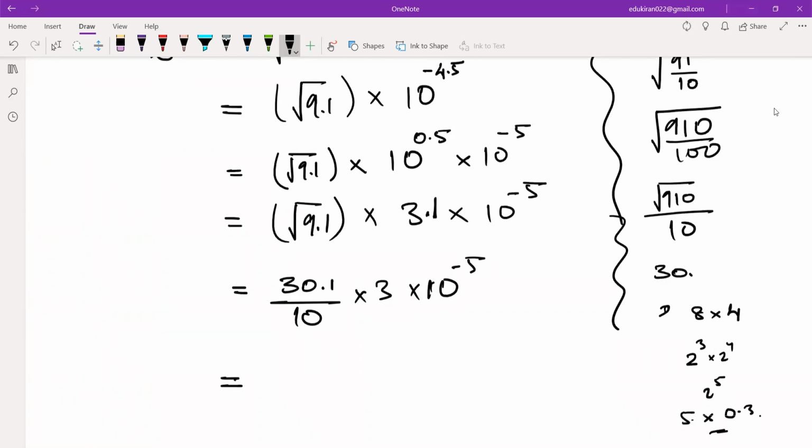What happened? It was a 32, no? Wait. Where am I being wrong? Acha, fair. Let us keep this as 3.1.